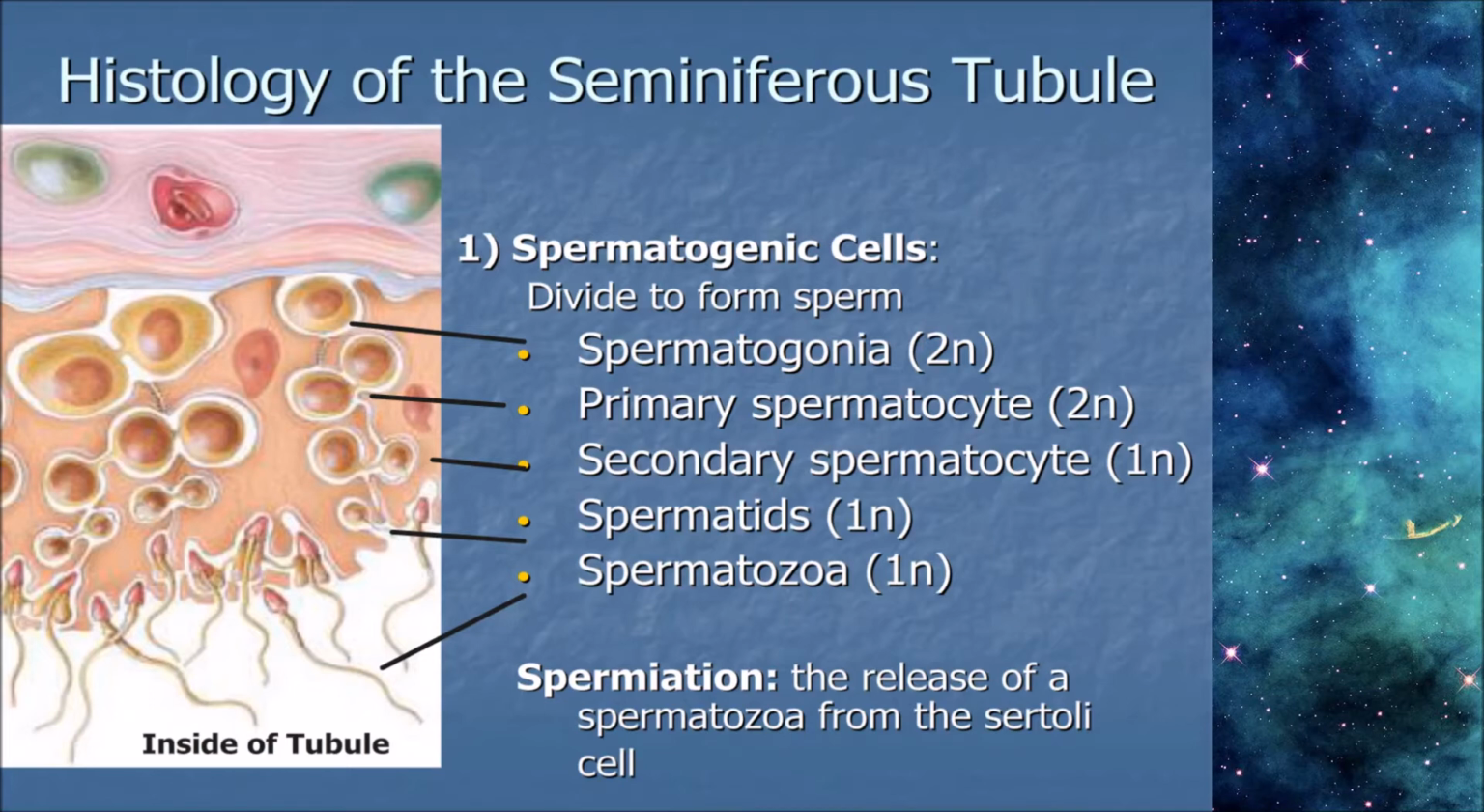We have the spermatogonia, which are diploid, primary spermatocytes, which are also diploid, and finally secondary spermatocytes, spermatids, and also spermatozoa. Each of these is haploid, that is, they've undergone the process of meiosis. And spermiation is actually the process where the spermatozoa are released from the Sertoli cells and enter the lumen of the testis, which would be at the bottom of the screen, and again are eventually propelled through the seminiferous tubules to the epididymis, where they will be stored and later ejaculated.